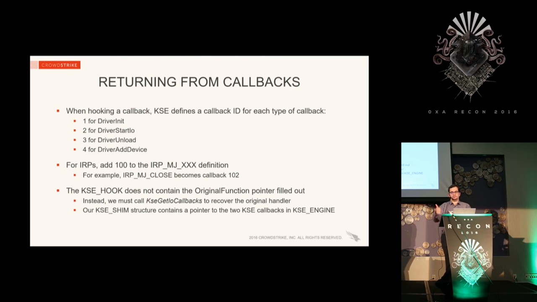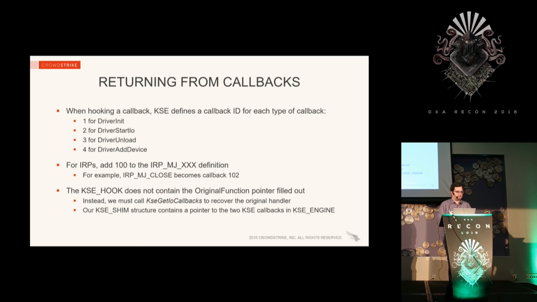And you can ask it one for the original address of driver init, two for driver start IO, three for driver unload, four for driver add device. And for IRPs, every IRP has its own number. For example, IRP MJ create is zero, IRP MJ read is three, IRP MJ close is 2. So what you do is you add 100 to that number. If you ask for 102, then you get IRP MJ close. If you ask for 100, then you get IRP MJ create. So 1 through 4 are those hard-coded ones, and then 100 plus the IRP identifier are the IRP handlers.